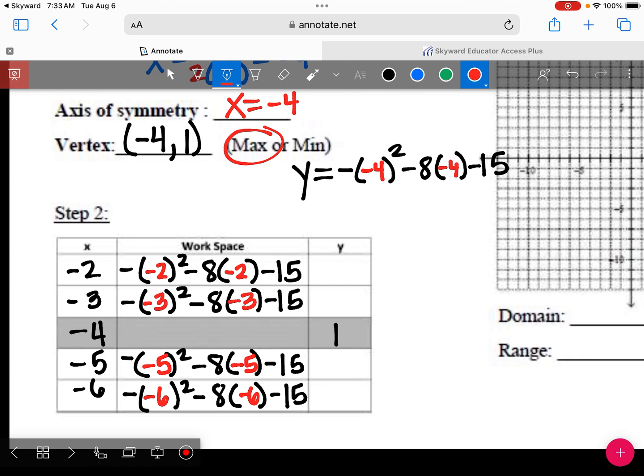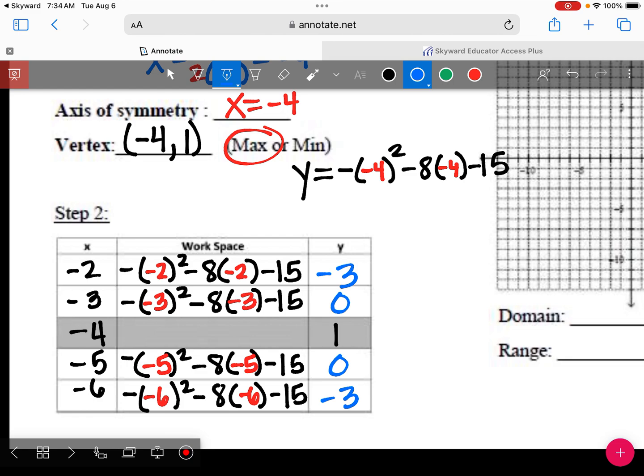Okay. For the first one, who got -3? -3 for the first one? Okay. And you should get the same thing for -6. Wait, sorry. For -2, we got -3. And then what do we get for -3? 0. All right, who agrees with my table? Who had those 5 numbers?